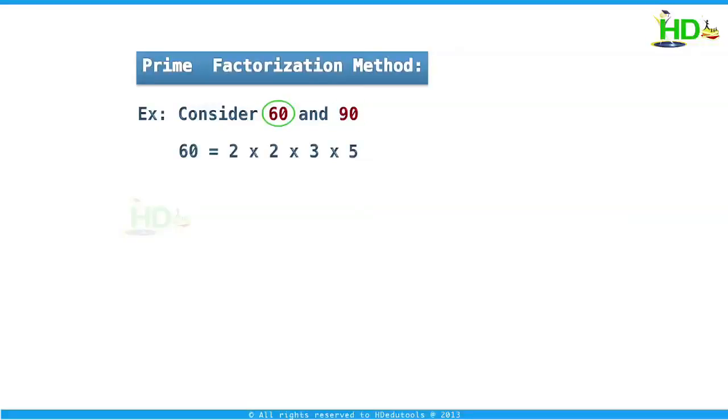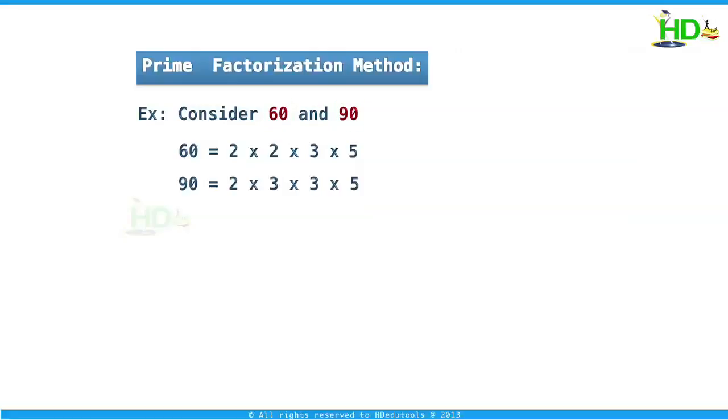Find the HCF of 60 and 90. Now in this method, first we resolve the given numbers into the product of prime factors. That is, 60 can be written as 2 into 2 into 3 into 5, and 90 can be written as 2 into 3 into 3 into 5. Now from these two numbers we take the product of common factors.